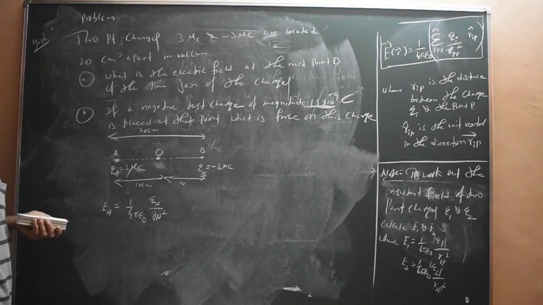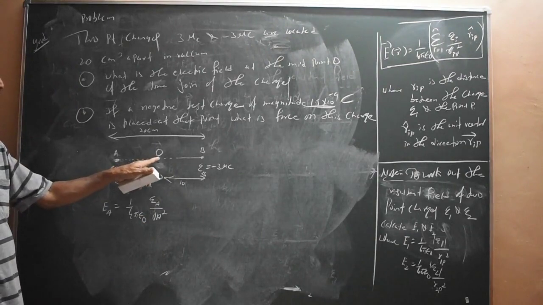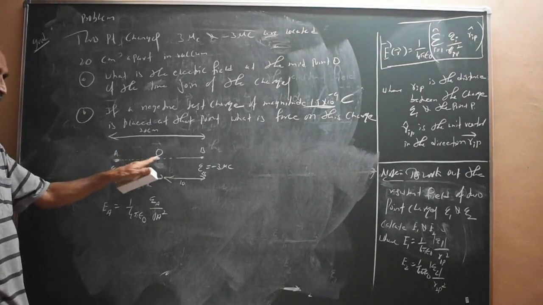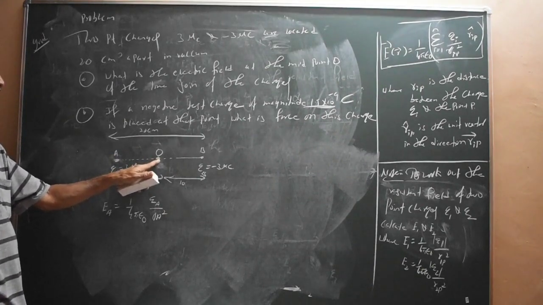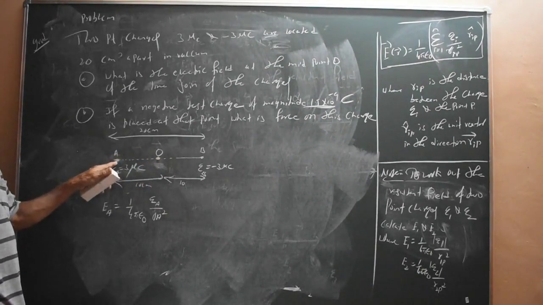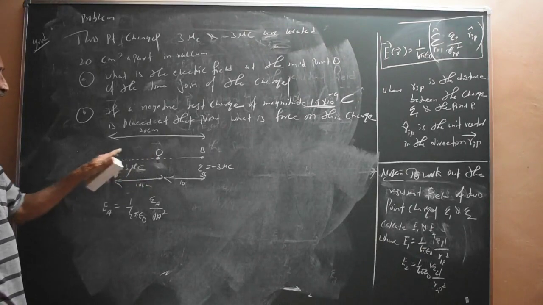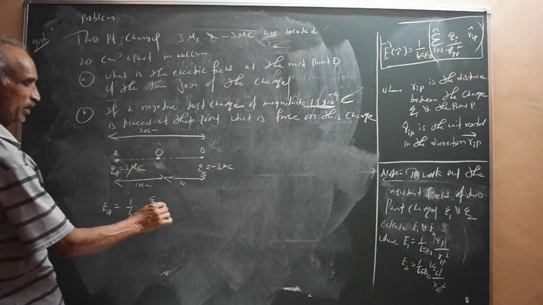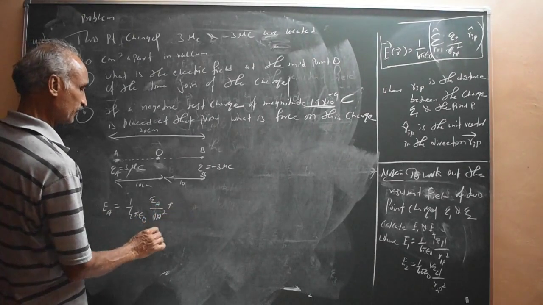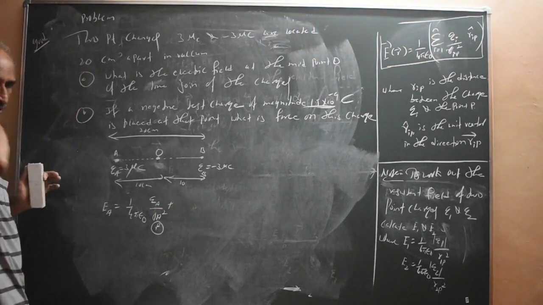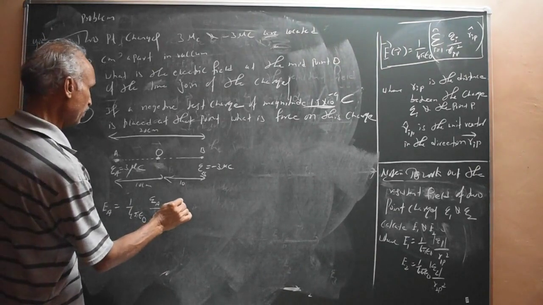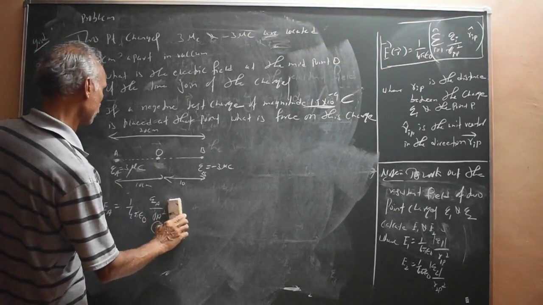Theory says that r square is the distance between the point where you would like to work out the field and the charge. Therefore, r square is OA square, the square of the distance between the point and the charge. Okay.